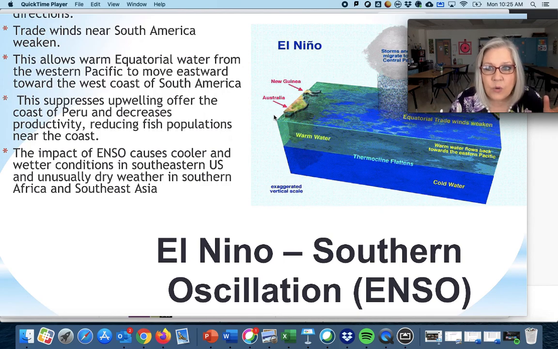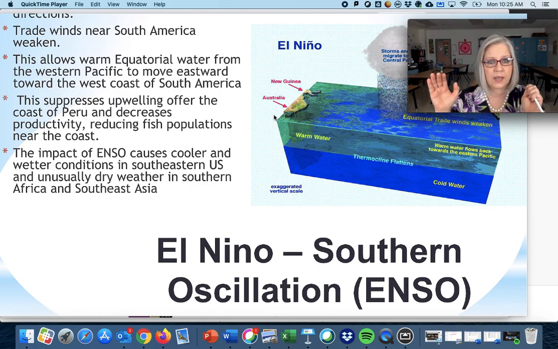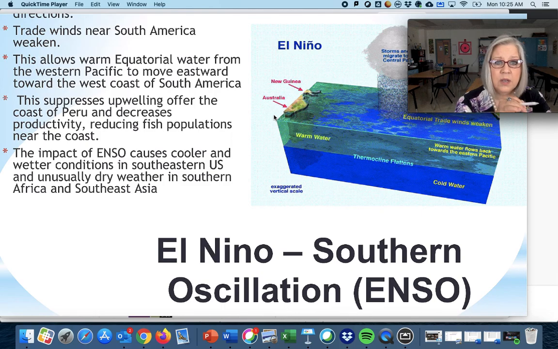So upwelling is a way in which we start to circulate nutrients back into the system. But El Nino will actually stop that, and so they'll see a reduction in the fishing industry. It also changes weather patterns. As it shows here, it gets wetter along the southeastern United States and drier along southern Africa and Asia.